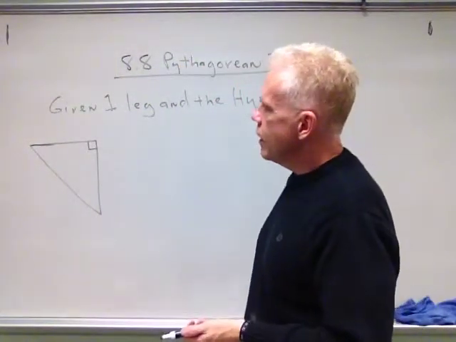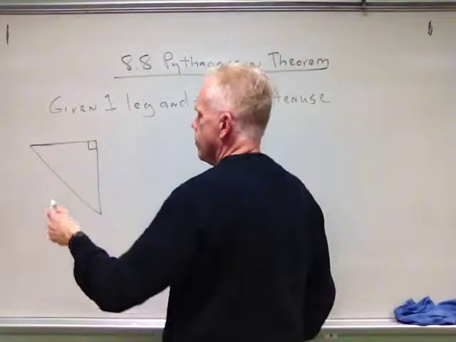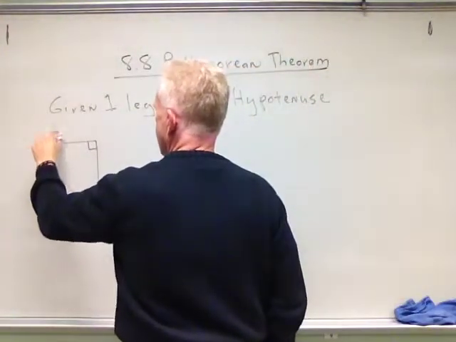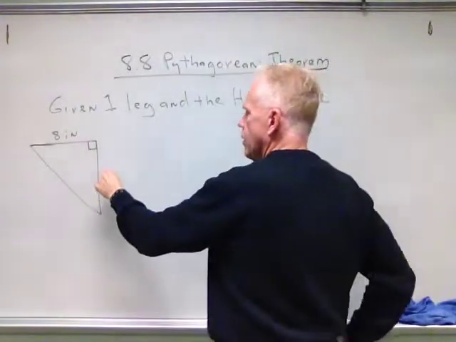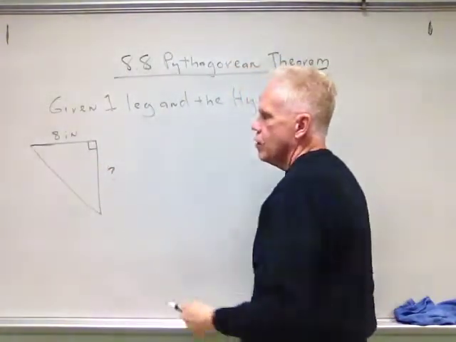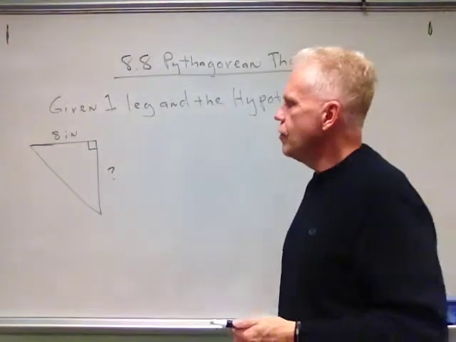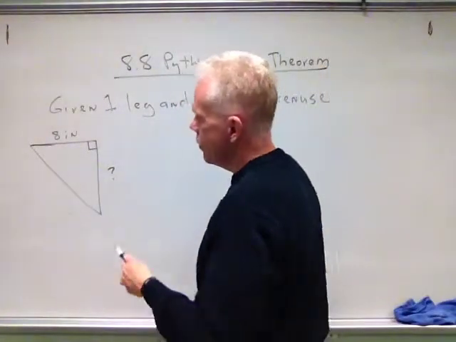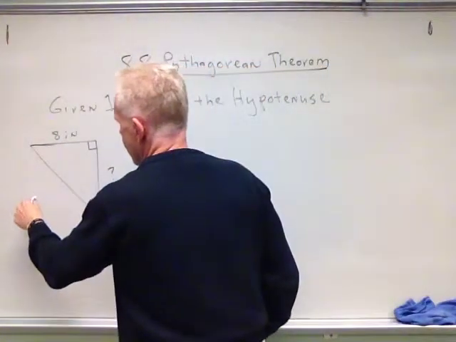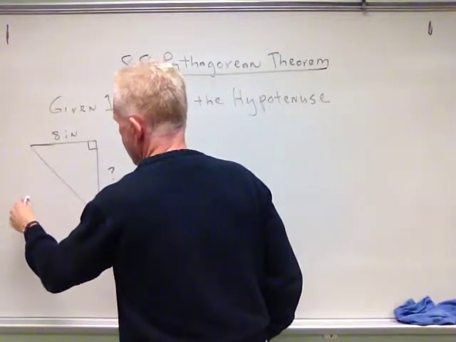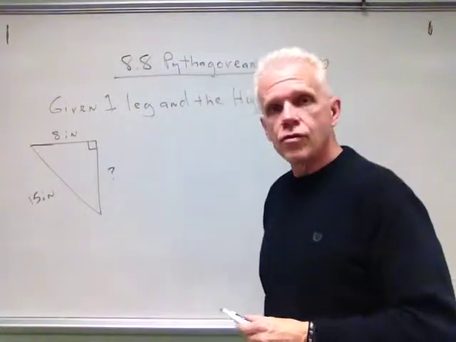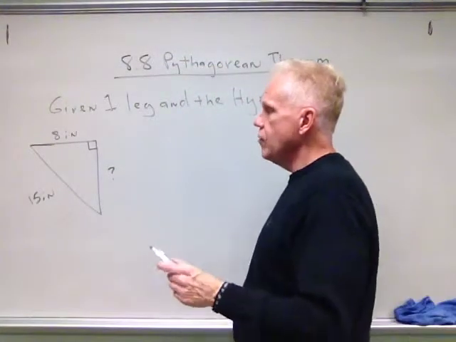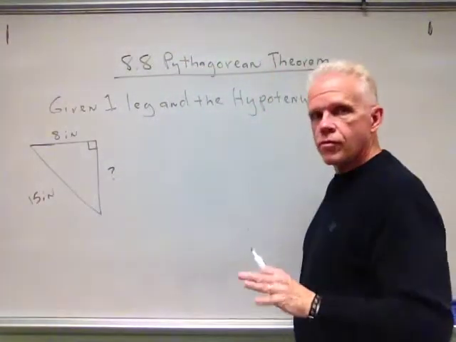And let's say that this leg here, how about we make that leg right there 8 inches. And we don't know maybe this leg, this is my question mark, and so beyond that, my hypotenuse over there, let's make that hypotenuse 15 inches, okay? So if we made that 15 inches, here's what we're going to do. It's going to be similar to what we did before.